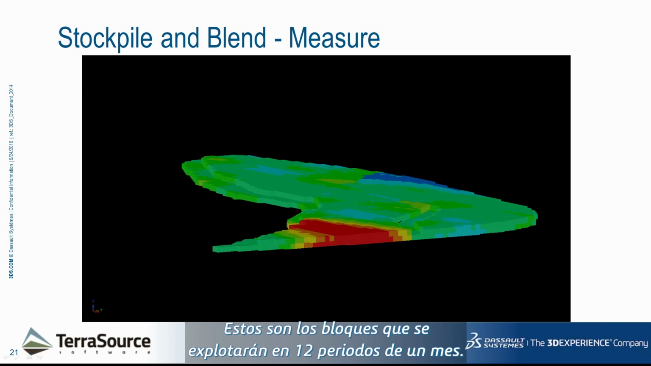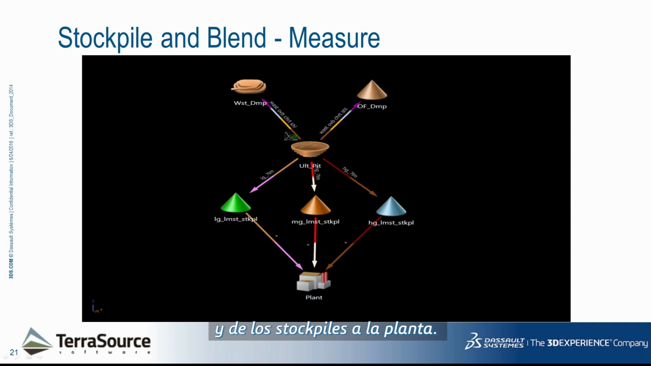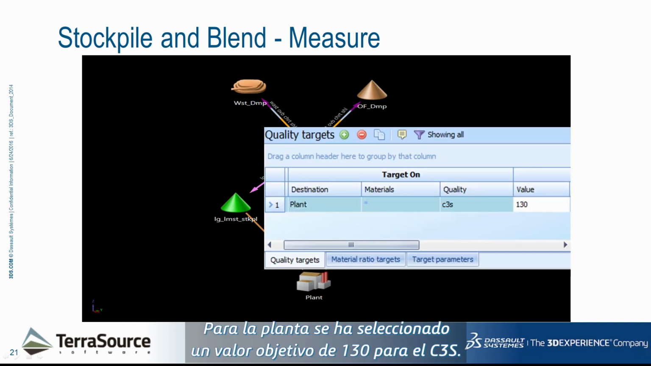These are the blocks to be mined in 12 one-month periods. This diagram outlines material movement from the pit to the 3 stockpiles, from the pit to the waste dump, and from stockpiles to the plant. A target of 130 C3S value is selected for the plant.